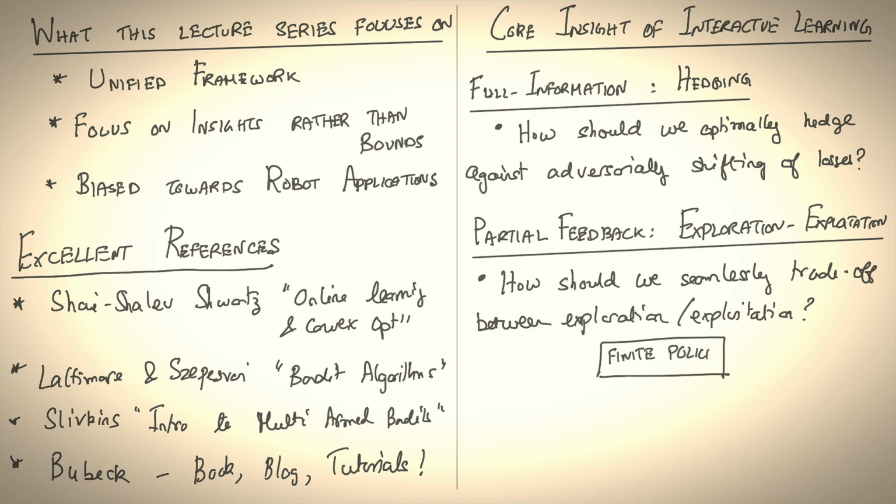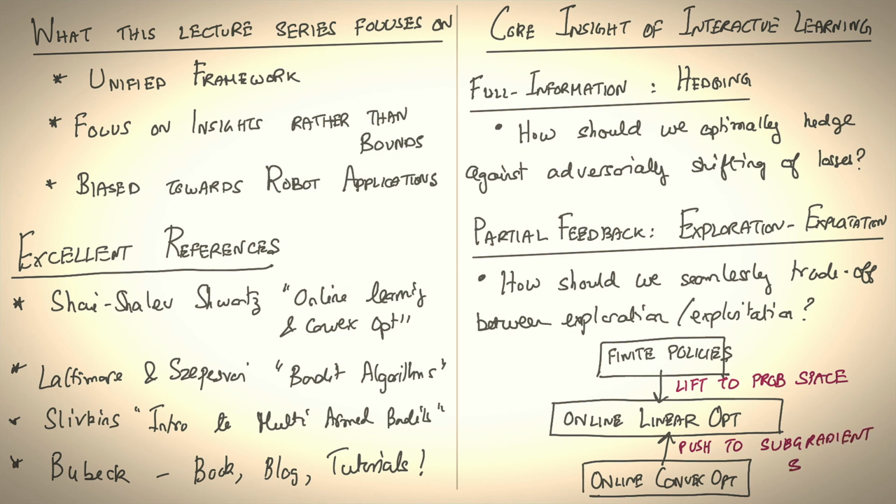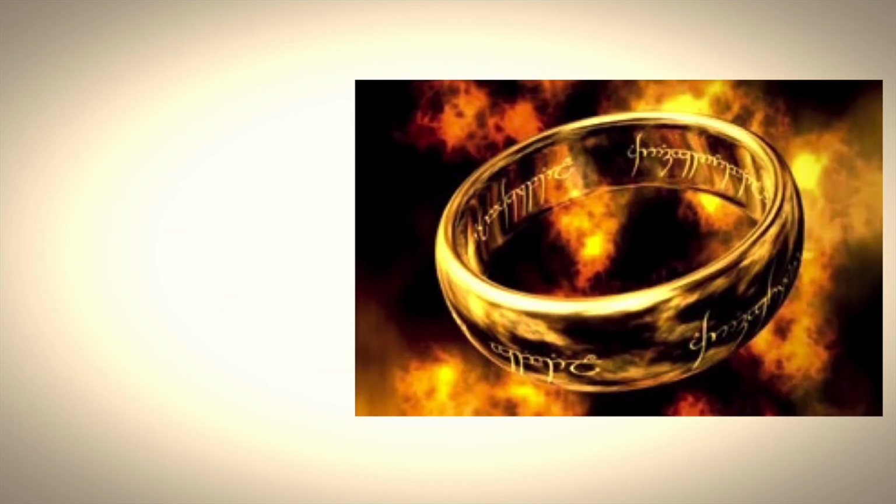Now, the cool thing is all the algorithms we look at will eventually look like that of online linear optimization. So we will begin by looking at finite policies, which we will lift to a probability space, and that'll look like online linear optimization. Conversely, we will also look at online convex optimization, which we will push to subgradient space, and that'll look like online linear optimization. So there is a massive reduction even within the field of online interactive learning that kind of unifies all concepts.